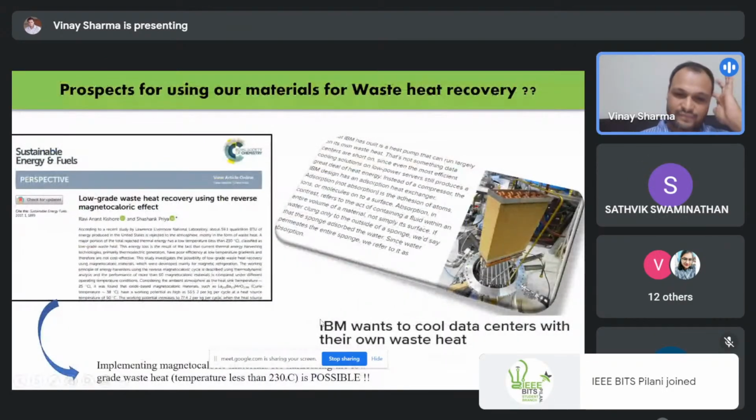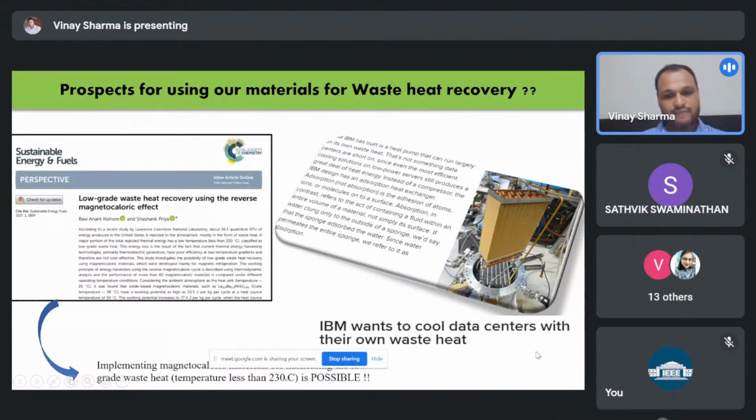You see here one example: low grade waste heat recovery using the reverse magnetocaloric effect. IBM wants to cool their own data centers with their own waste heat. What I was mentioning, like the waste heat is going into the environment, and then you can use it. So they are also trying to use these magnetocaloric materials to cool down their data centers. Yeah, this is in what we call a prototype stage.